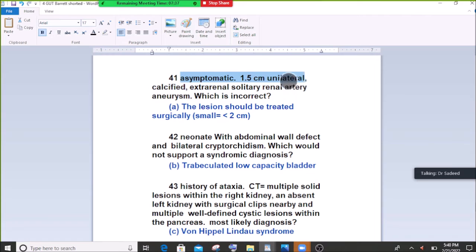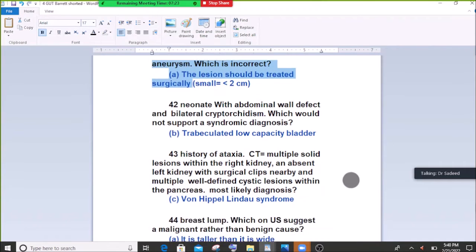Question 41, asymptomatic patient, 1.5 cm unilateral calcified extrarenal solitary renal artery aneurysm. Which is incorrect? The lesion should be treated surgically. Because it's less than 2 cm, it should not be treated surgically. It should be left for conservative treatment.